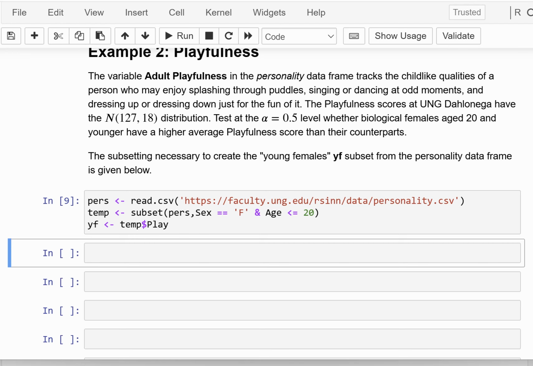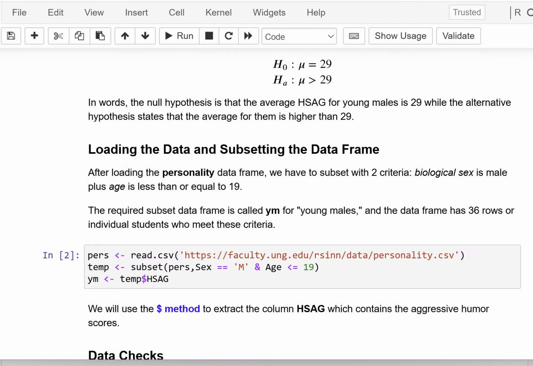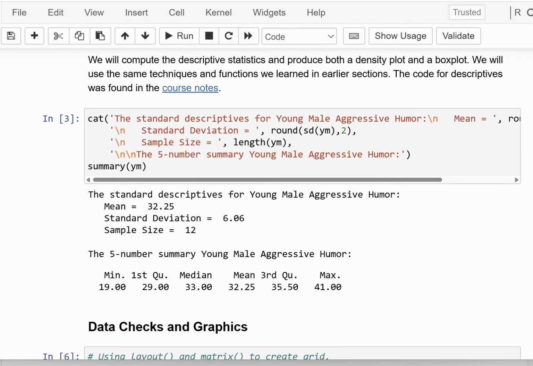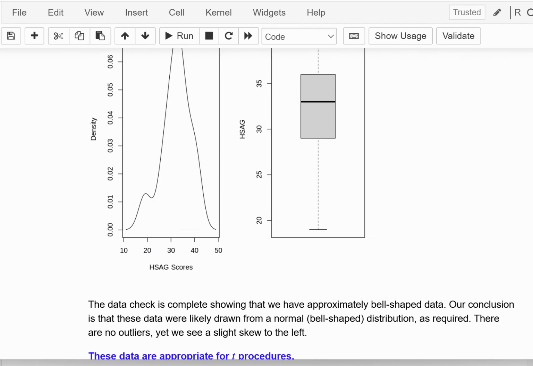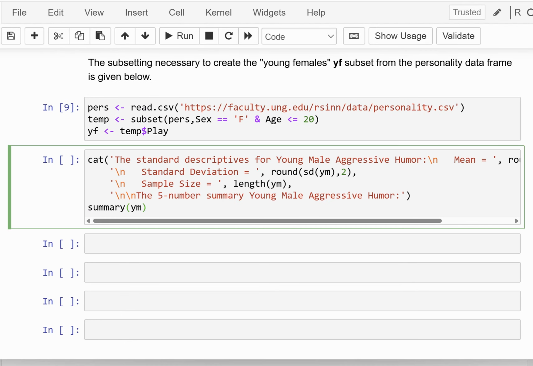And now what? Well, while we don't really need it or use it that much, we can in fact just do a quick look at the descriptive statistics. So I just went up above and copied this in. And so for young female playfulness, I'll change this to young female playfulness, so we know what we have, and this isn't YM, it's YF.